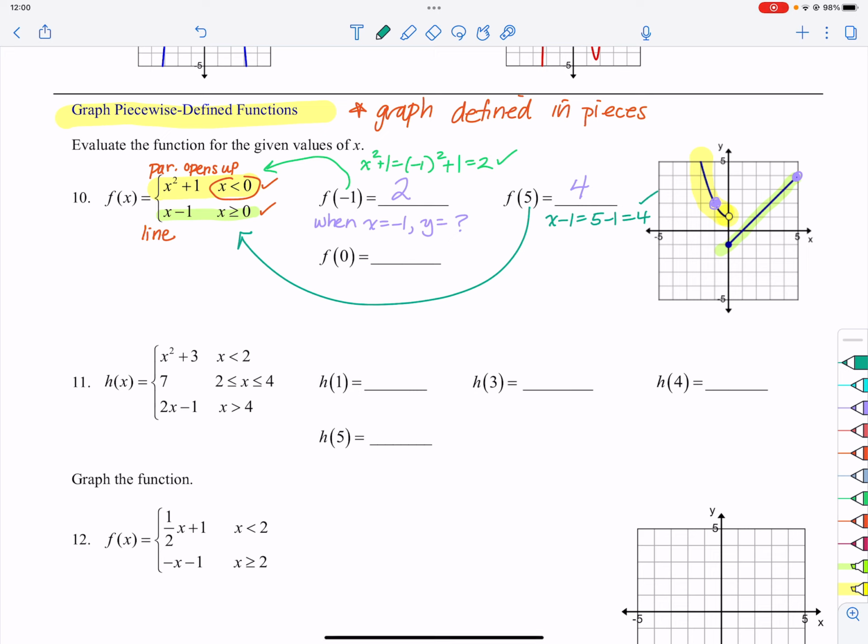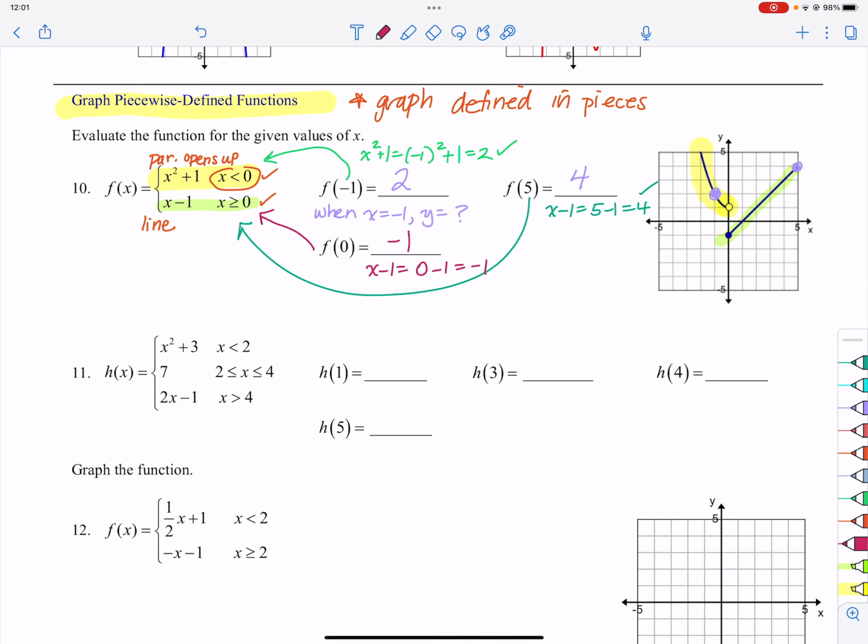Okay? How about 0? Which piece does 0 fall in? Yes, 0 is greater than or equal to 0. So it would be x minus 1. Our x is 0. So we would have a negative 1. Let's see if that's on the graph. F of 0 is negative 1.